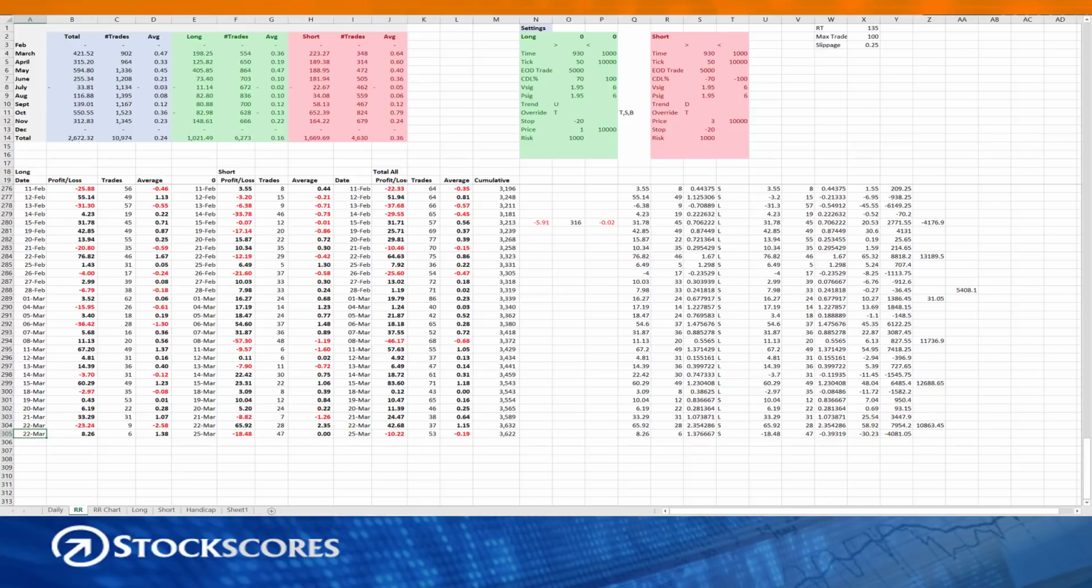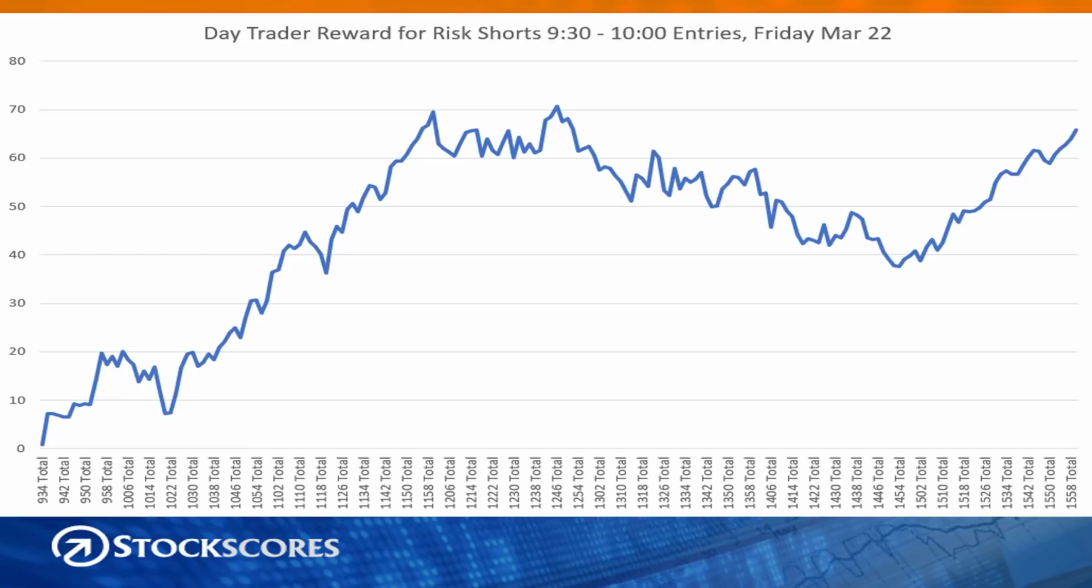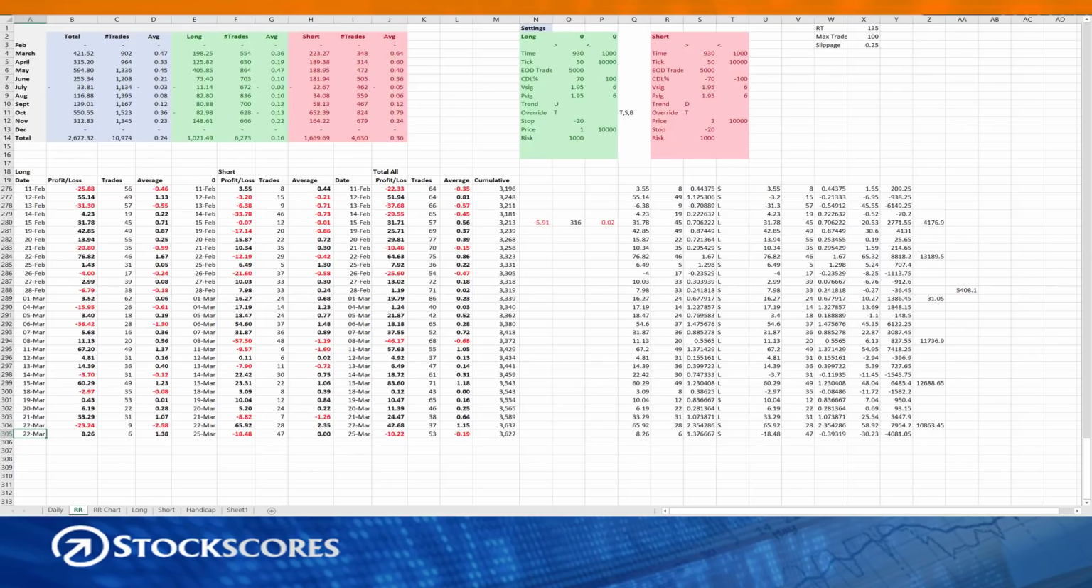Now we can then go to the next page and look at the actual reward for risk cumulative chart for the long and short. So this particular line here is all of the shorts that came on Friday, March 22nd between the hours of 9:30 and 10. And this is adding up the reward for risk of each. So if we go back to this page, you can see right here that the total reward for risk of the shorts was 65.92. There it says short, and there were 28 trades for an average of 2.35 per trade.